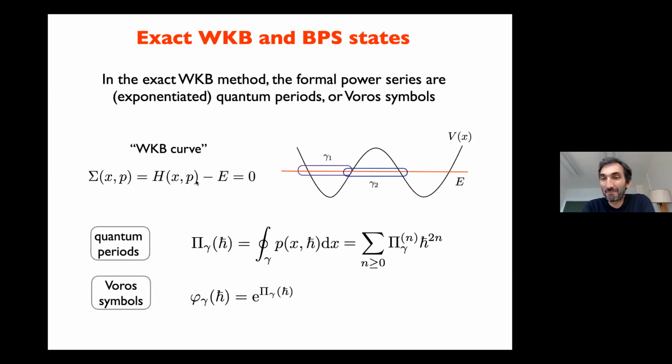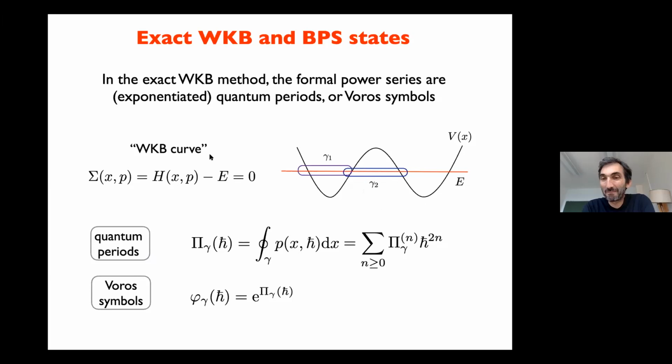So suppose that you have some classical Hamiltonian in non-relativistic quantum mechanics, for example. If you look at the points of equal energy in phase space, this defines a curve in phase space, which I'm going to call the WKB curve. Now the WKB curve can be regarded as a complex curve, so it will have one-cycles. So for example, if you have a potential with this shape here, the one-cycles are going to be associated to the intervals of allowed and forbidden motion.